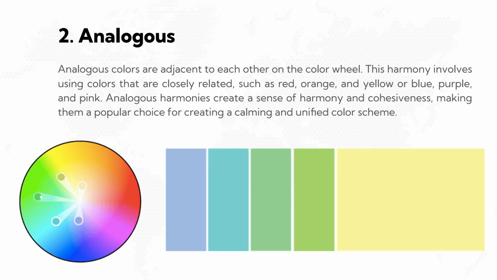Analogous, this is just using colors that are adjacent to each other on the color wheel. It involves using colors that are closely related, and they create a sense of harmony and cohesiveness.